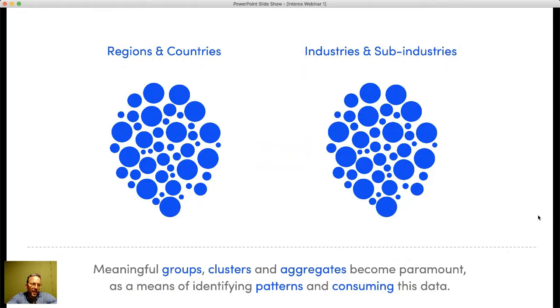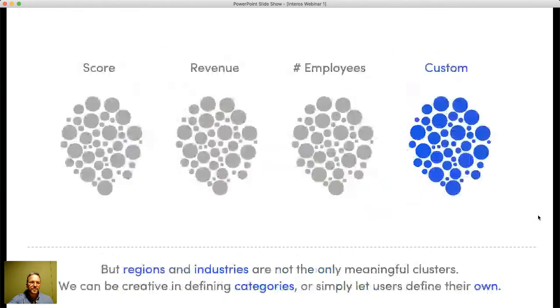Another implicit way of grouping is based on industries and sub-industries. Maybe you want to identify patterns through that type of aggregate. But of course, regions and industries are not the only meaningful clusters when it comes to supply chain. We can be really creative in defining categories or simply letting users define their own category. And we actually do that a lot.